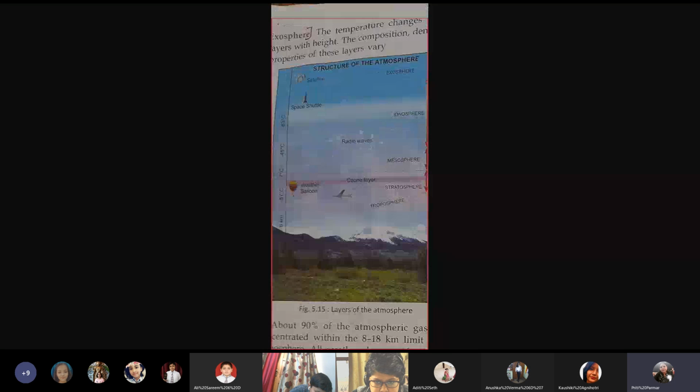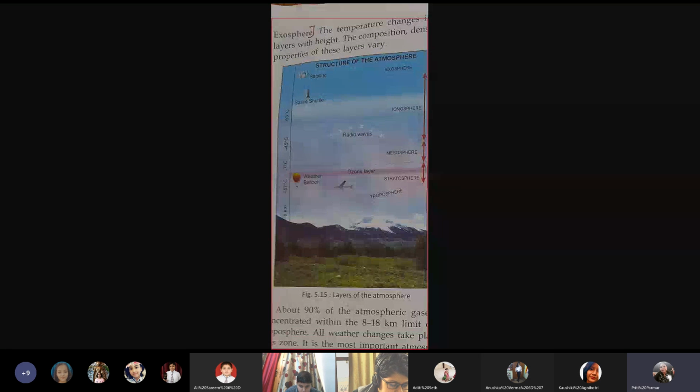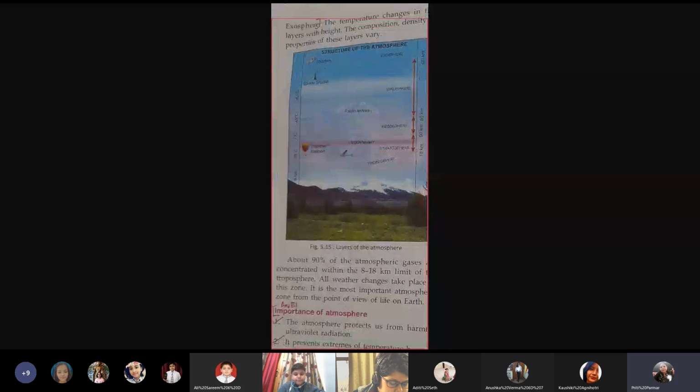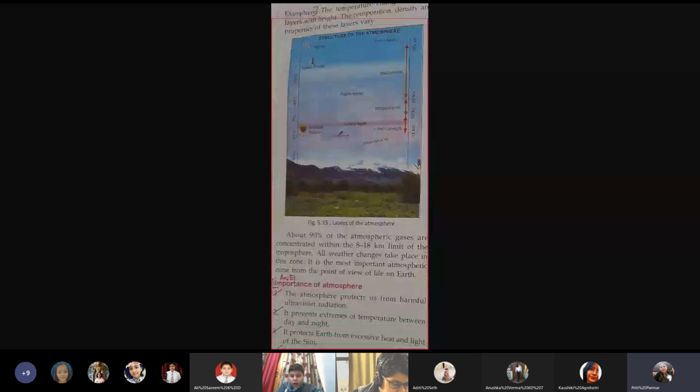Now they are telling you that the composition, density, and properties of these layers are different from each other. The air is densest, or the thickest, near the Earth's surface, and as you go up to the mesosphere, then ionosphere and exosphere, the air gets thinner and thinner. Now, about 90% of the atmospheric gases are concentrated within 8 to 18 kilometers of the troposphere. All the gases are between these 8 to 18 kilometers. Can you see this picture?